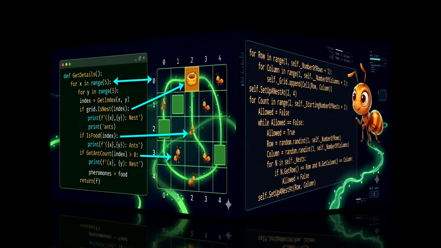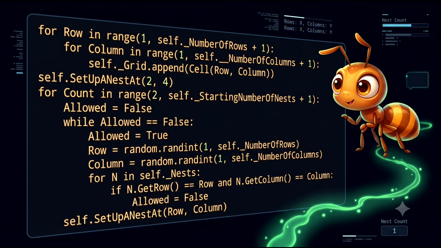Here's something really important about the getDetails. Look at the grid display. It uses 1-based indexes. So row 1 and column 1 is the top left. The grid goes to 5, so column 5 and row 5 for simulation 1. That's why the loops are ranged from range 1 to self.number of rows plus 1, not 0 to self.number of rows.